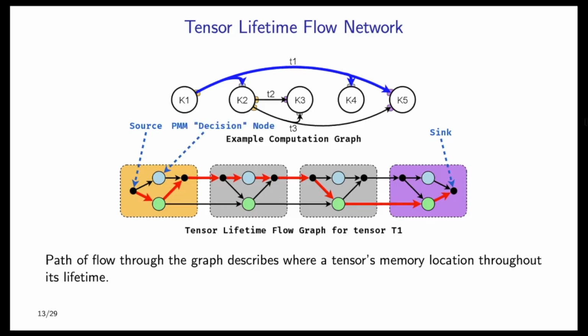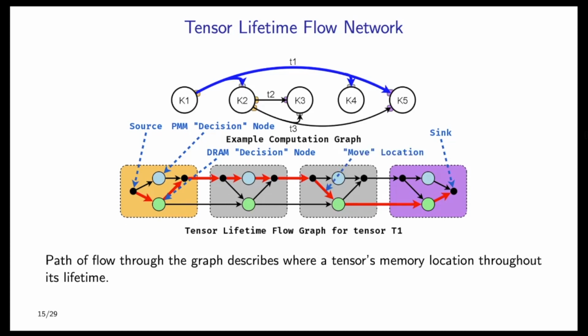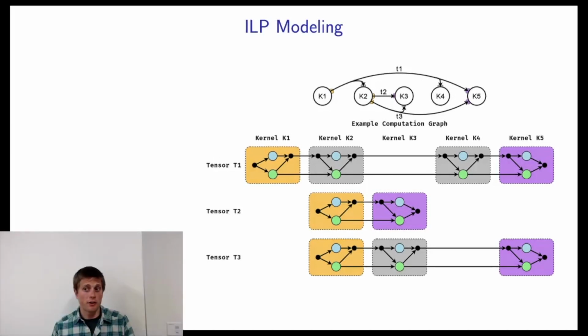And then for each component in the graph, we also have a persistent memory decision node and a DRAM decision node. The idea here is that flow is either going to go through the persistent memory node or the DRAM node, and that will describe which memory pool the tensor will be in at that point in the computation graph. Furthermore, we have move locations that describe when the tensor is going to move from persistent memory to DRAM or back. So the path of flow through this graph describes all the locations the tensor is going to be at during its lifetime. We create one of these flow networks for every tensor in the computation graph, and then we use this to build the rest of the mathematical model.